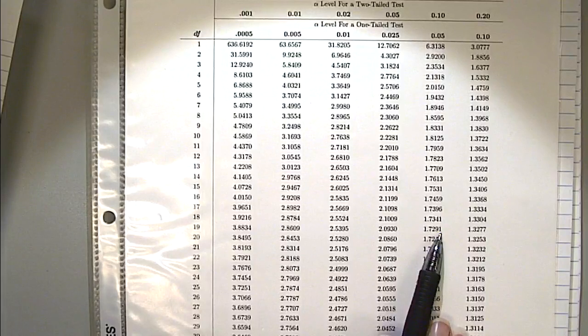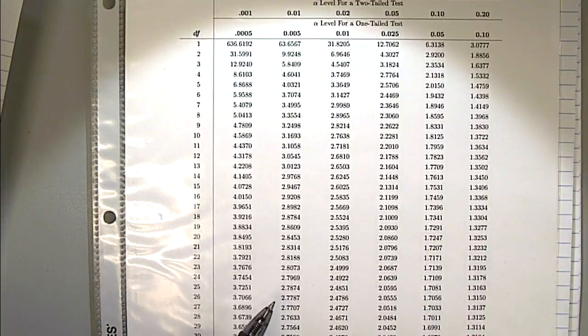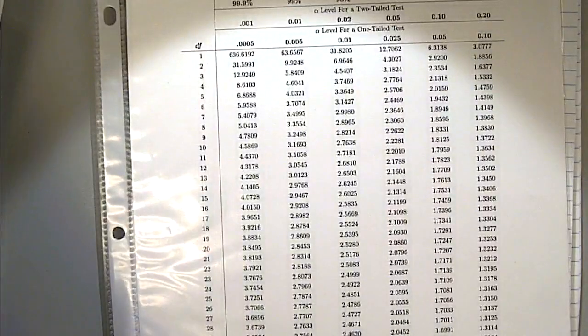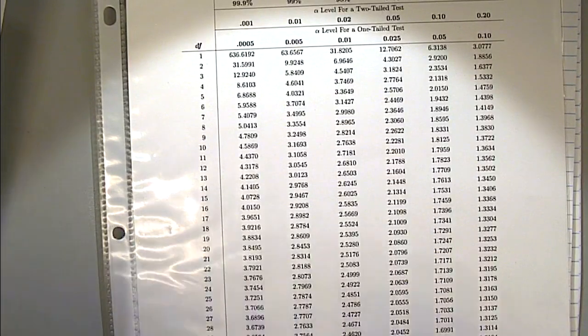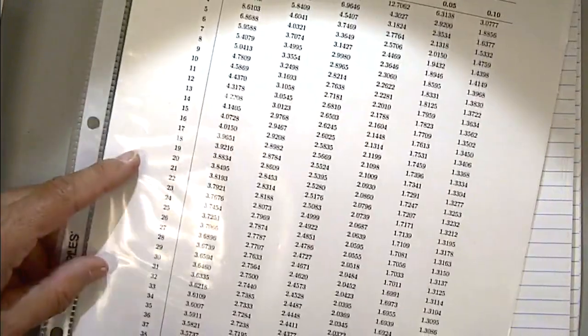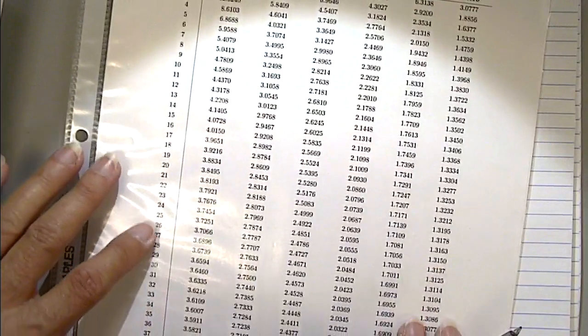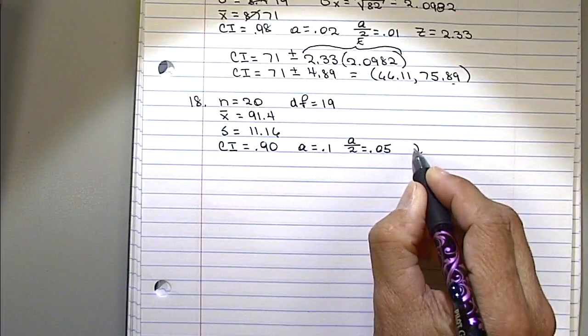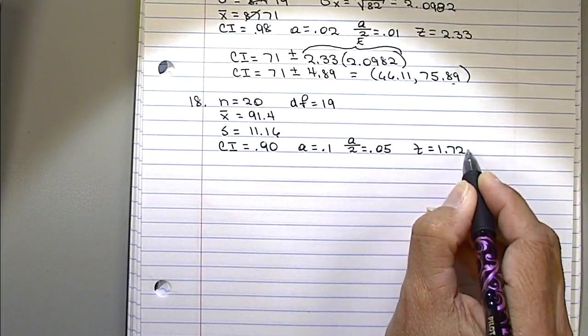1.7291, okay? This t-table has changed on us since we changed publishers, so give me a second to make sure my notes are still right. Okay, it only had 3 decimals, and this one goes to 4. What did I say it was? 1.7291, is that what I said? Yeah, okay, so that's good enough. So t is equal to 1.7291.